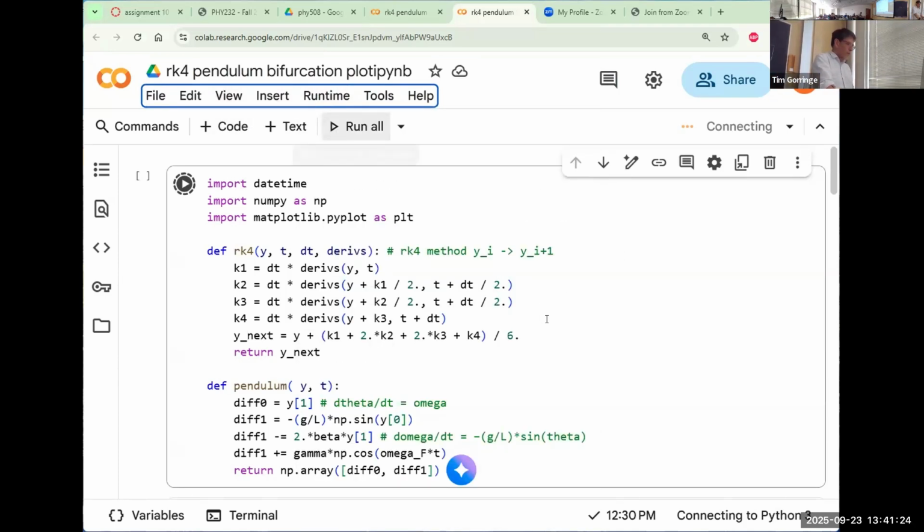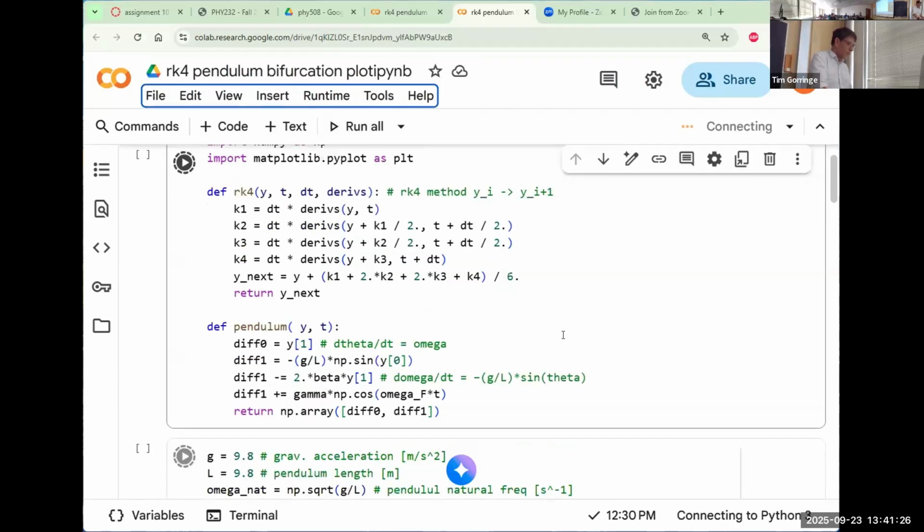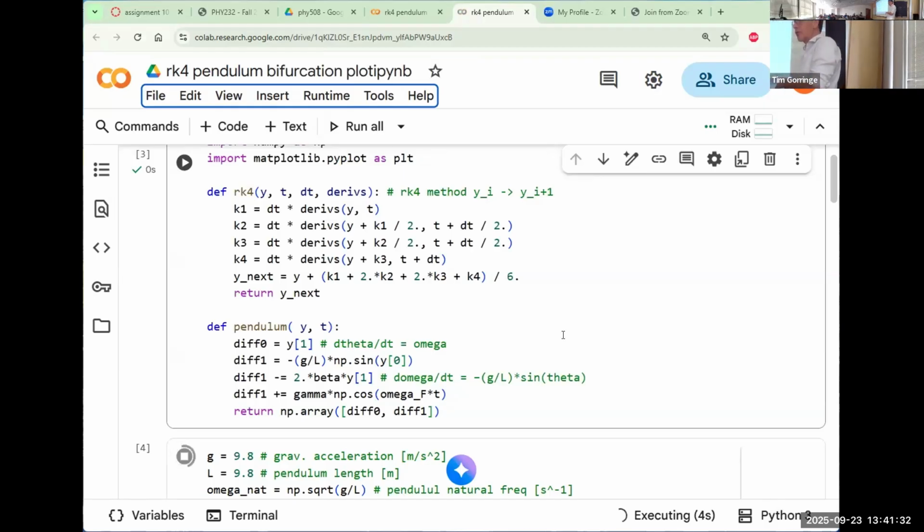Let's run all of this. So this is basically the same code as the previous code, except I've added in a loop. And the loop is to vary the driving constant, to change the driving constant.